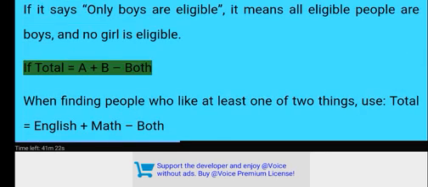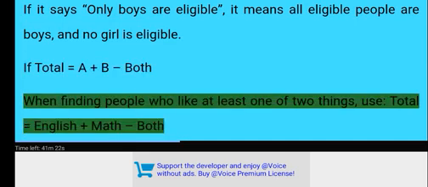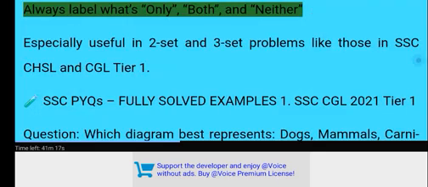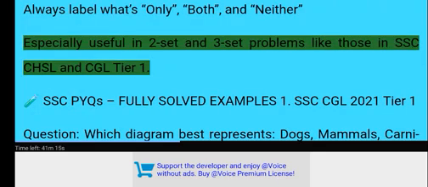If total equals A plus B minus both. When finding people who like at least one of 2 things, use total equals English plus math minus both. Always label what's only, both, and neither. Especially useful in 2 set and 3 set problems like those in SSC CHSL and CGL Tier 1.